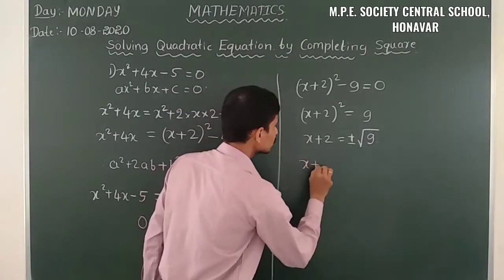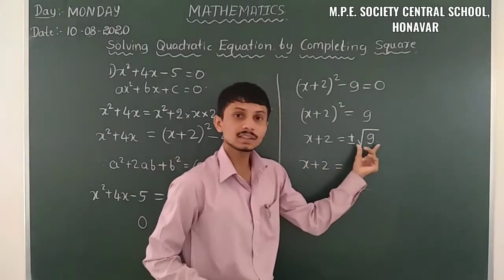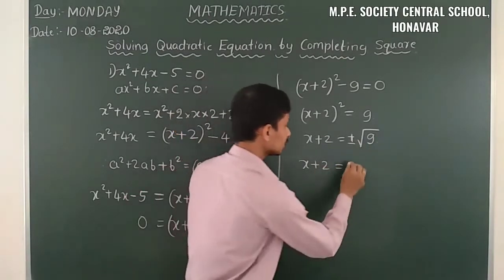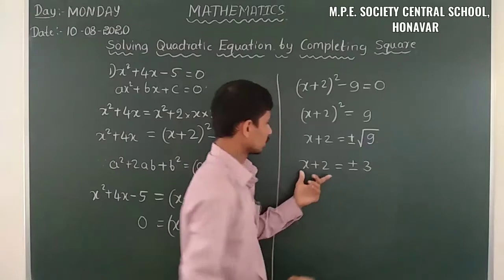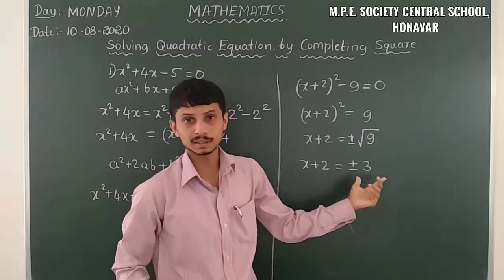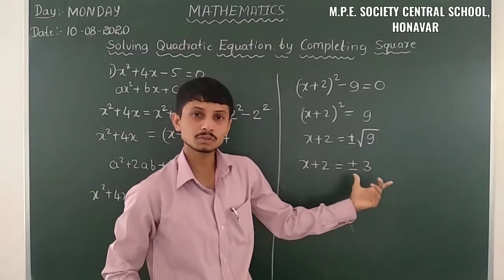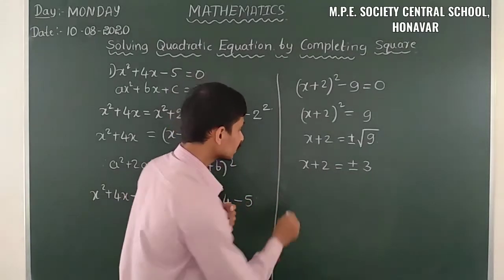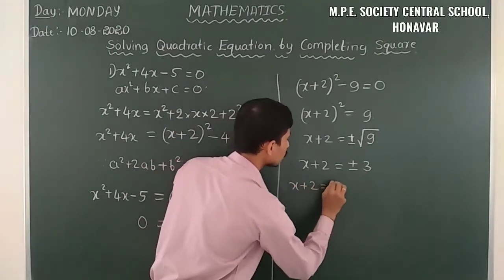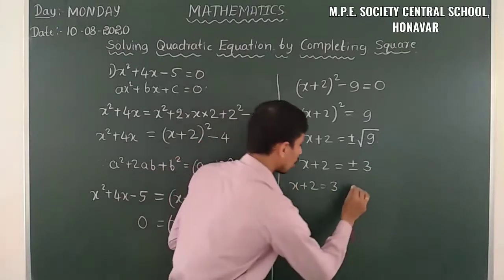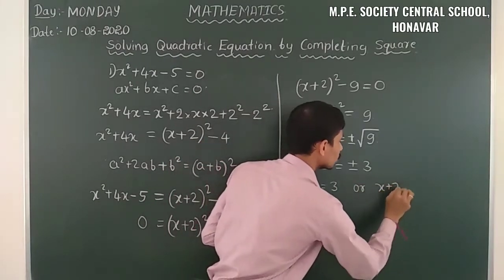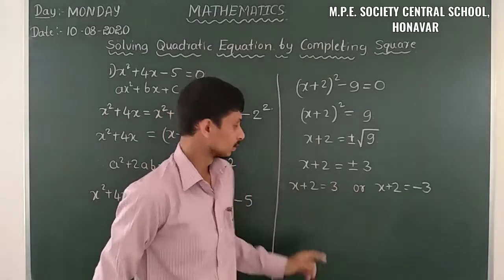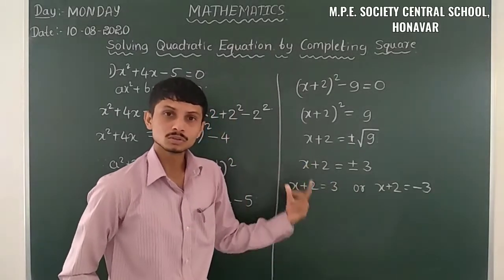So x plus 2 is equal to, so what is the square root of 9 here? It's root 9, so that means plus or minus 3. So that means here there are two possibilities. We don't know which one possibility is correct, so we have to take both the possibilities. That is x plus 2 is equal to either 3 or x plus 2 is equal to minus 3. So both the possibilities we have. So after that we have to solve it.